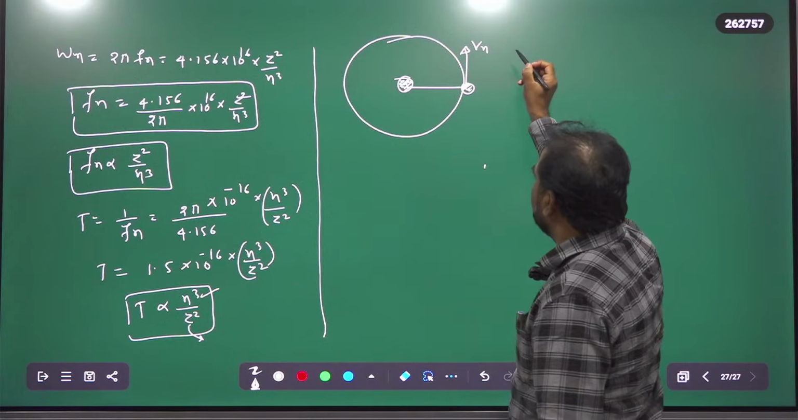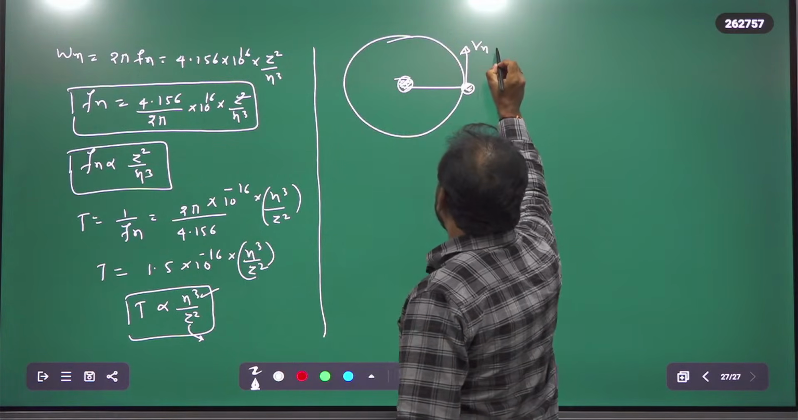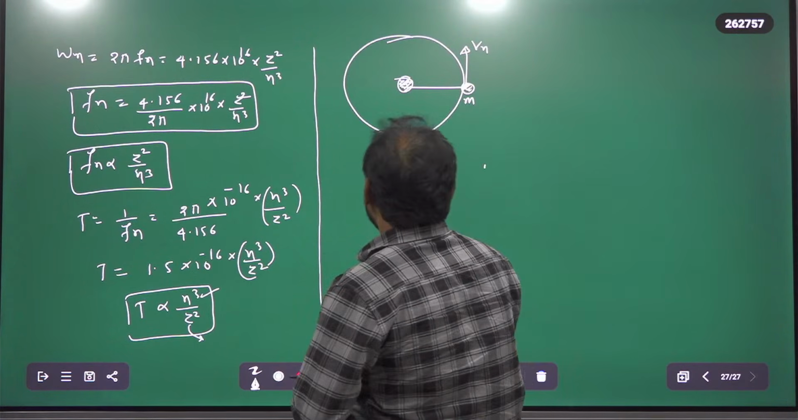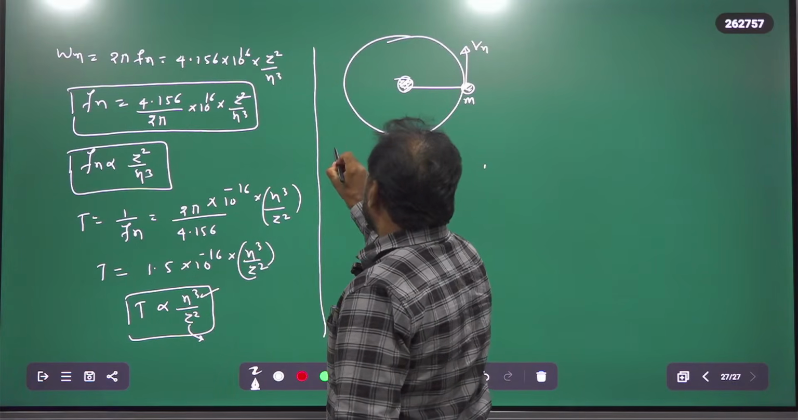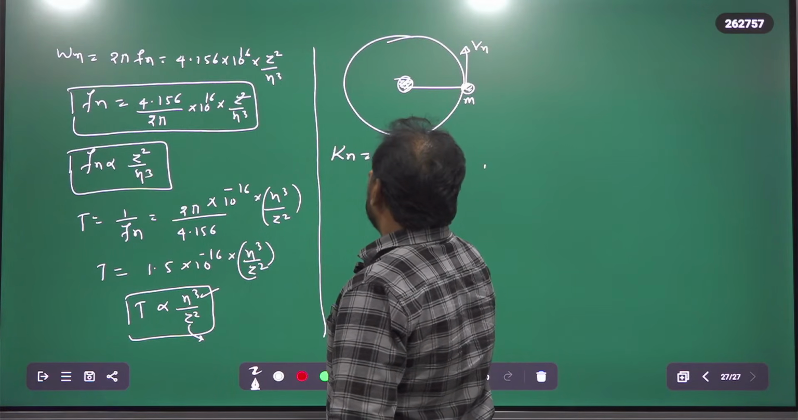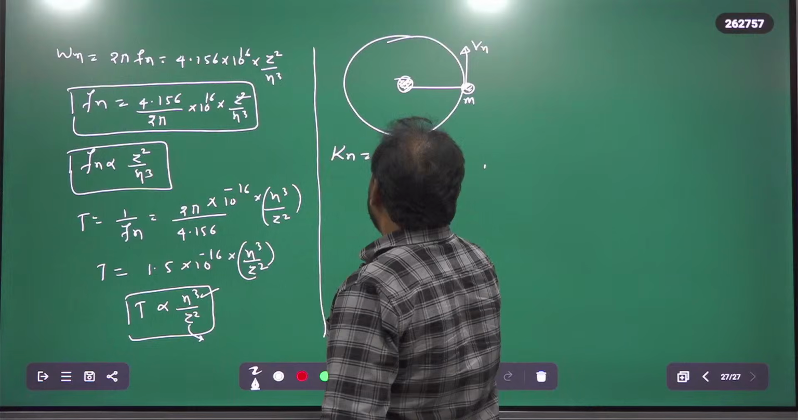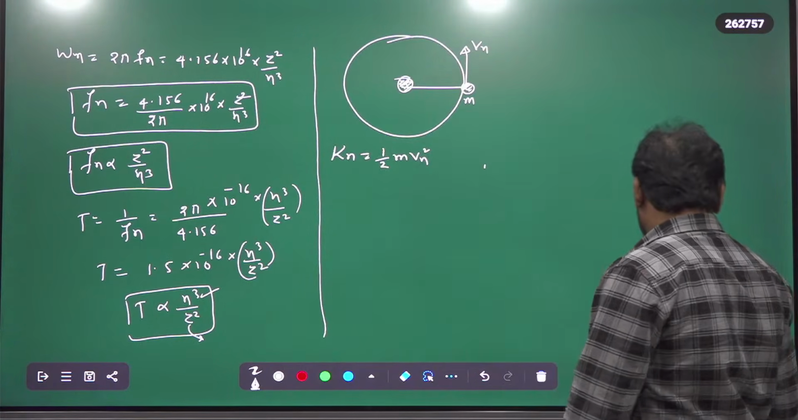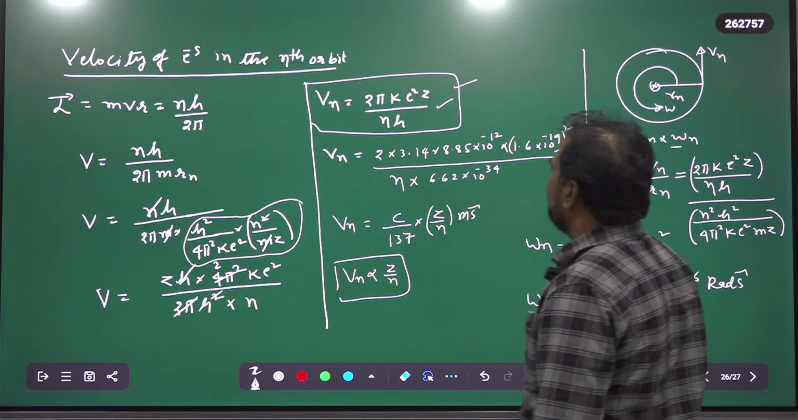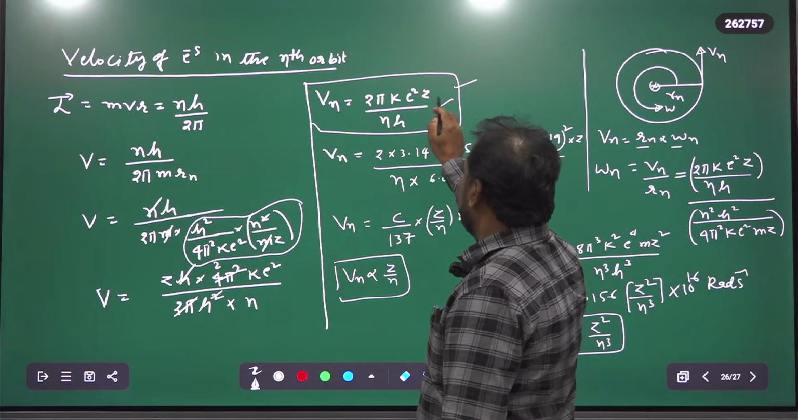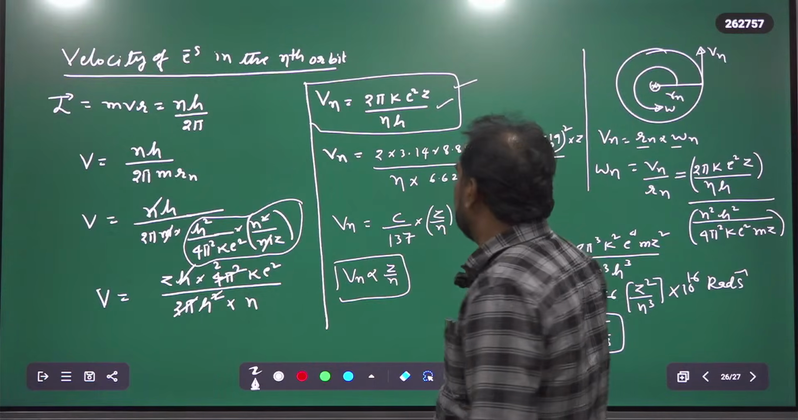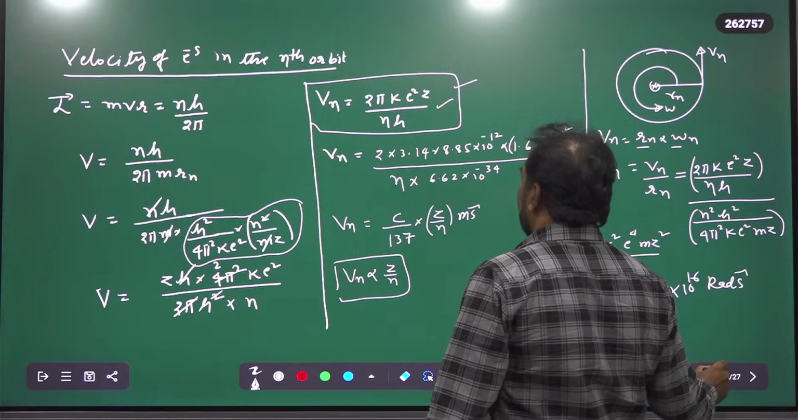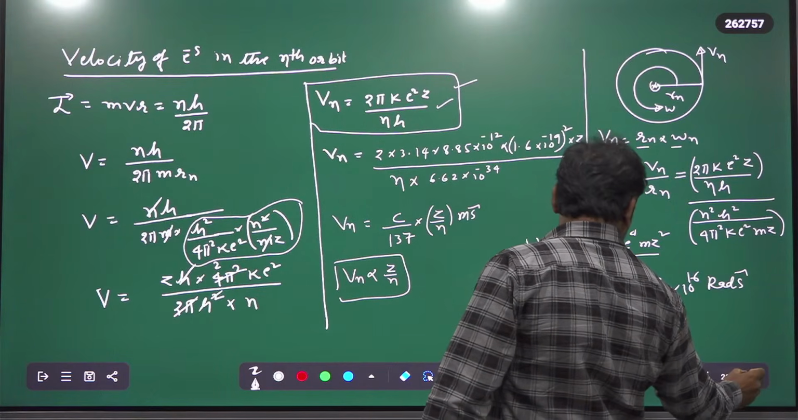So what is the kinetic energy of the electron? Let's take the mass of the electron as m. The kinetic energy is given by K equal to half m Vn square. But we already know the Vn value. What is the Vn value? Vn is equal to 2 pi k e square z upon nh.